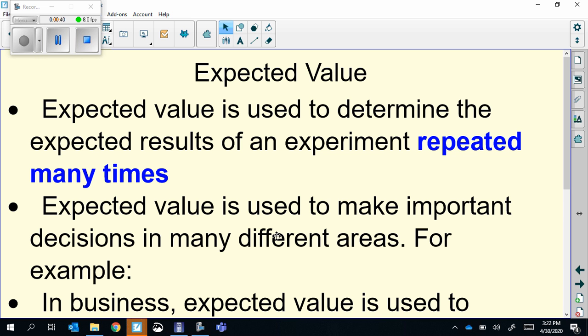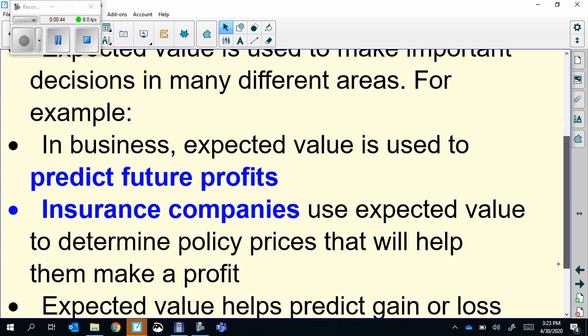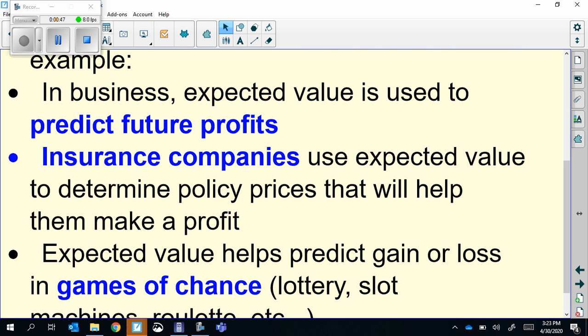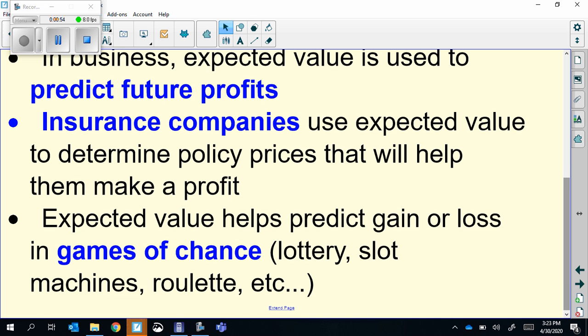Expected value is used to make important decisions in many different areas. For example, businesses will use it to predict future profits. Insurance companies use it to determine prices for policies and things like that. It's also used to predict gains and losses, like how much money maybe a casino would make. Or if you are playing one of those games, you could figure out your expected gains or losses.